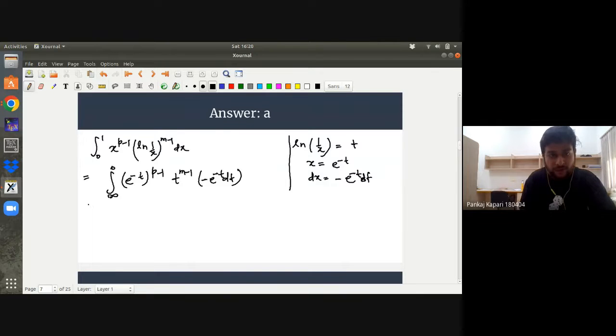Okay, so this can be written as integral from 0 to infinity. Because of this negative sign, we can reverse the order of the integration. This becomes from 0 to infinity. Now we have one more e to the power minus t, so this will become e to the power minus t to the power p, right? And t to the power m minus 1 dt.